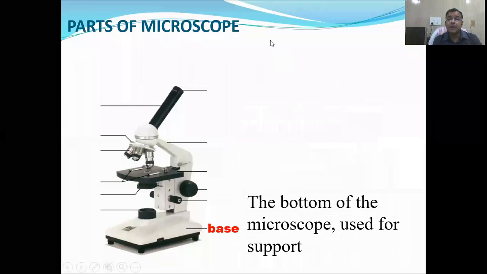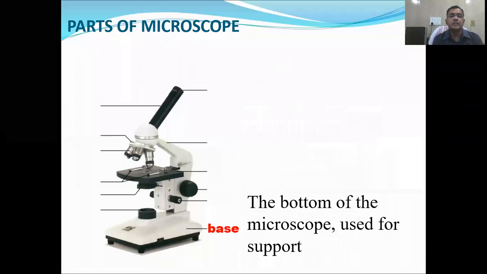Now next, that is base. I had already told that the base is sometimes also referred to as the leg. It is the bottom of the microscope, and it generally supports the entire microscope.